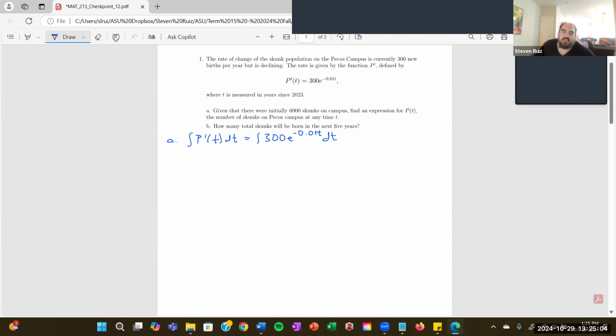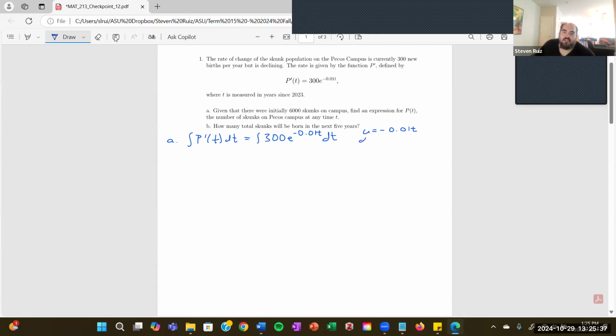So what I would like to do is this. I would like to say that u is equal to that exponent, negative 0.01t. So if we're setting up a substitution, our goal here is to take our integral, which is in terms of t and dt, and to transform it into an integral that's in terms of u and du. So if I say u is equal to negative 0.01t, then I have to have a corresponding du.